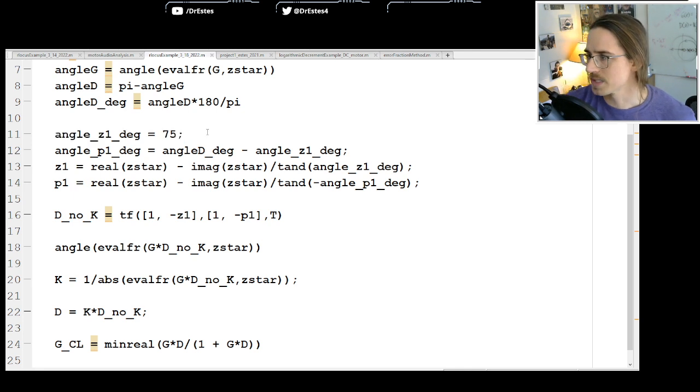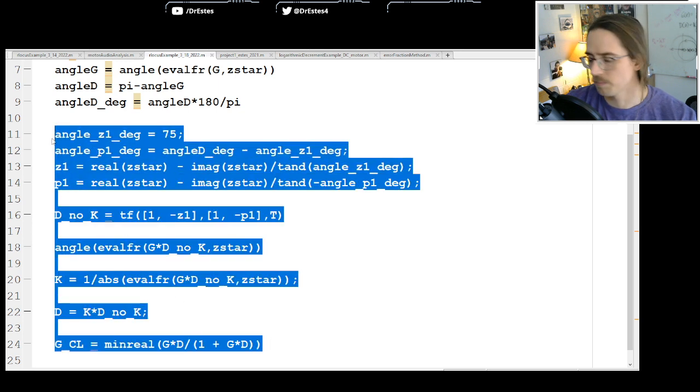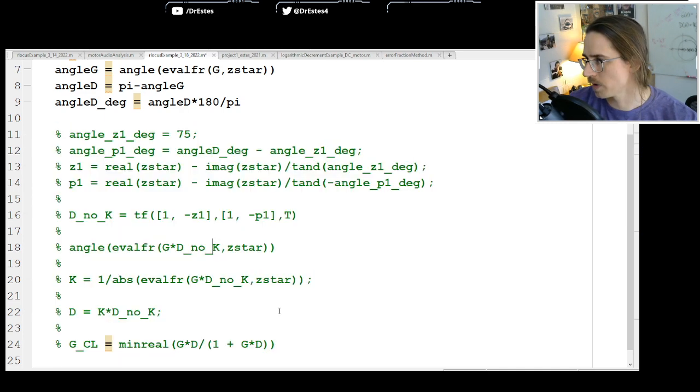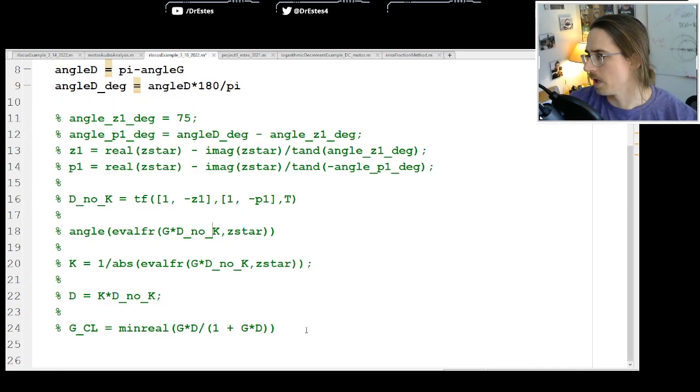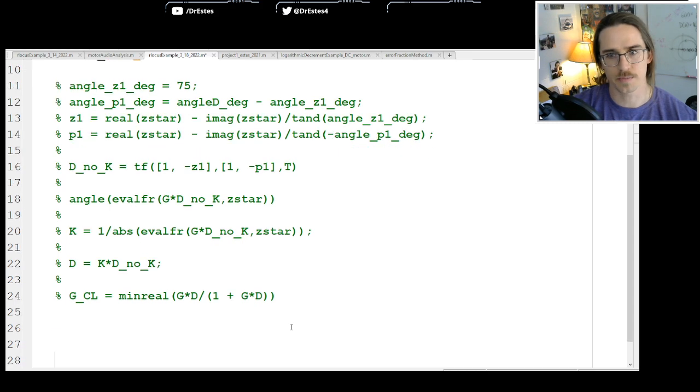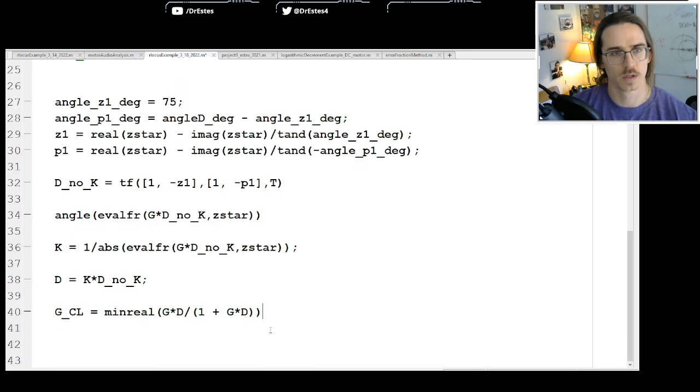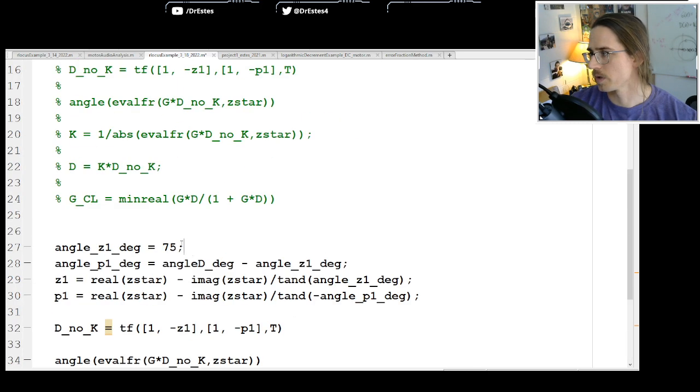So let's modify this code a little bit. What I'm going to do is maybe I'll copy this, comment it out because I want to preserve it. But we're going to go down here and do the same thing, but we're going to make this like an iterative thing.